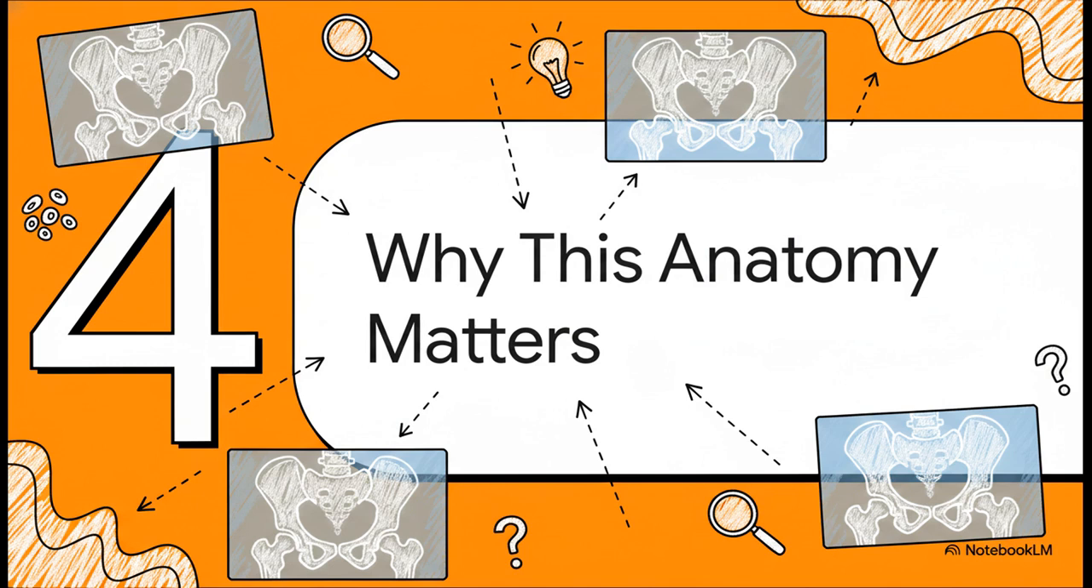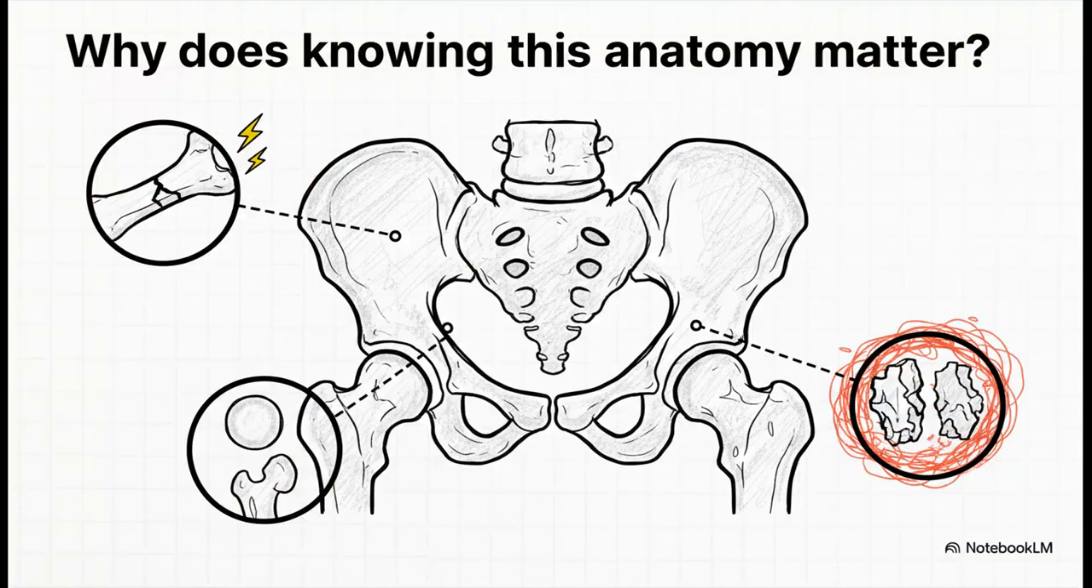But why does any of this actually matter? What's the real-world importance of being able to spot these structures on an X-ray? Well, it matters because this is the actual language of medicine. When a doctor or a radiographer looks at an image like this, they need to instantly recognize all these parts. That's how they spot the things that are wrong: a fracture from a car accident, a dislocated hip, or the subtle signs of arthritis. Knowing the normal anatomy is always the first and most critical step to diagnosing the abnormal.